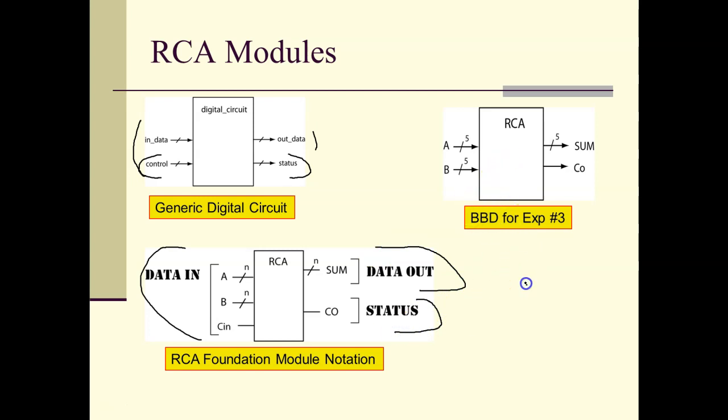This is the black box diagram for experiment 3. It's a 5-bit ripple carry adder. Notice that the 2 operands A and B are 5 bits, as well as the sum. The carry out's a single bit. There is no carry in this because we are using a half adder in the lower bit position, which doesn't have a carry in. Quite frankly, we probably should be using a full adder so we can have a carry in, but more on that later.